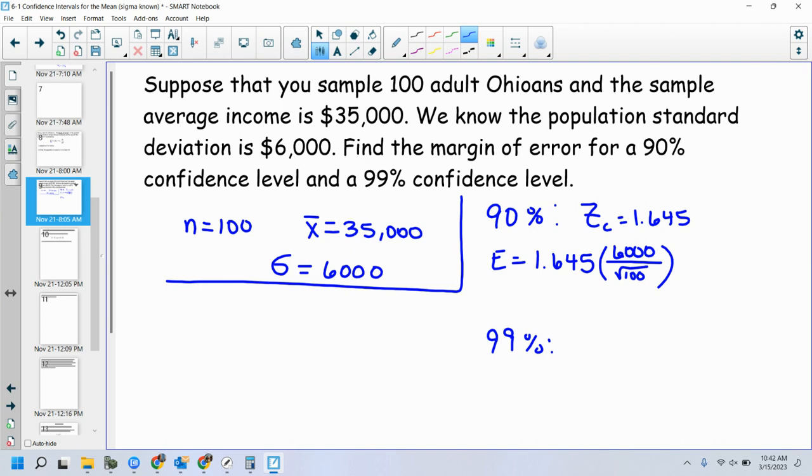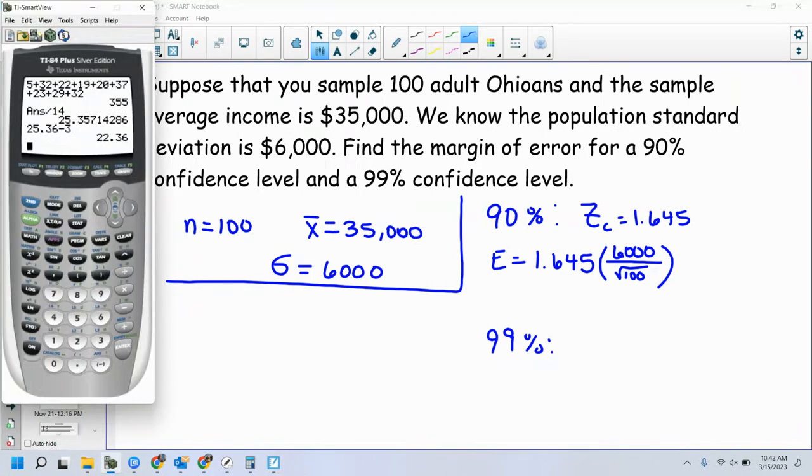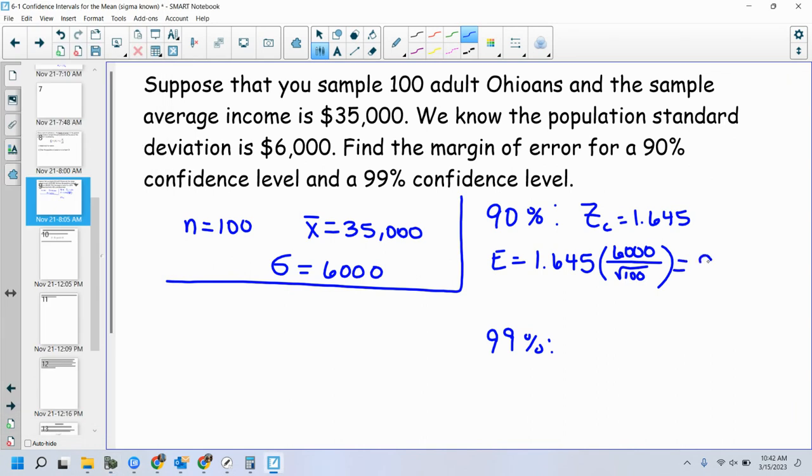So our error, now did we use 35,000 in that? No. That'll come up here in a second, but not yet. 1.645 times 6,000 divided by the square root of 100 is 10,987.